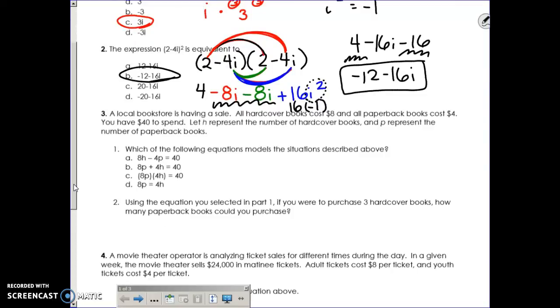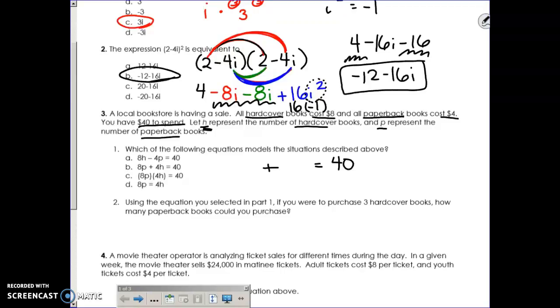Okay. Number 3, you've got to pick out the equation that matches your situation. You have hardcover books that cost $8, paperback books costing $4, and you have $40 to spend. Well, when you get to a register at a store, what do they do with all the things that you bought? They add them up. So that means I know I'm going to have addition, and it's going to have to equal $40. It also tells me that H is hardcover, P is paperback. I need to actually pay attention to which one goes with which.